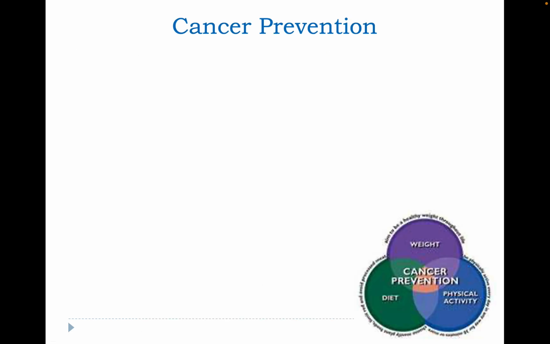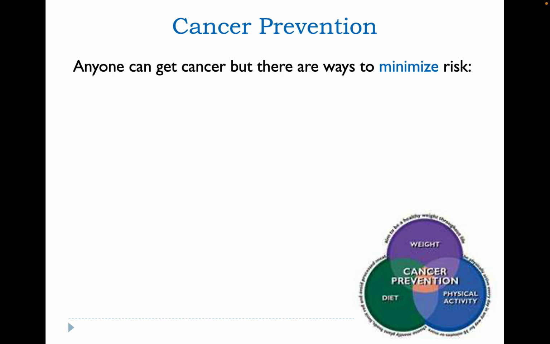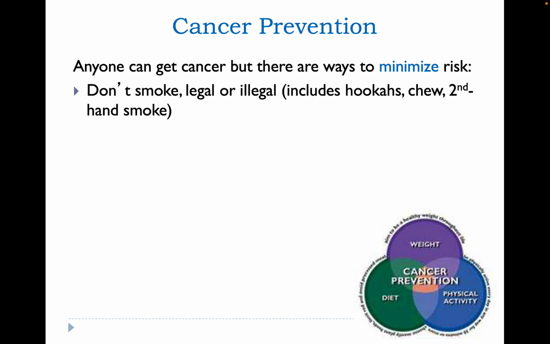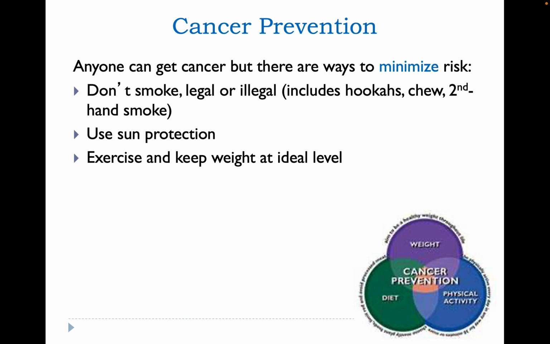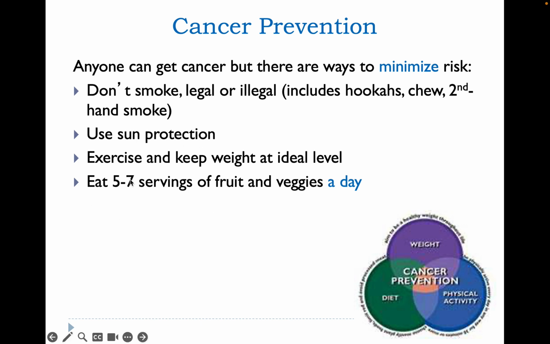All right, so what can be done to prevent cancer? Well, anyone could possibly get cancer, but there are some ways to minimize our risks. Don't smoke, and that includes hookahs, chew, and secondhand smoke. Use sun protection. Wear sunscreen. Don't get sunburned. Exercise and keep your weight at an ideal level for your body. Eat lots of healthy fruit and veggies per day. 5 to 7 servings of fruit is a lot, probably more than most of us get in a day.